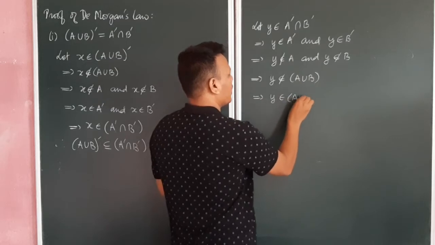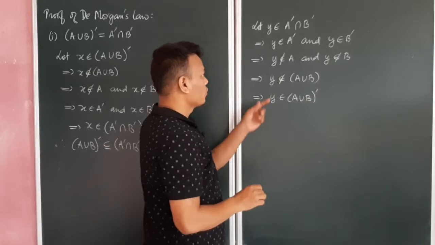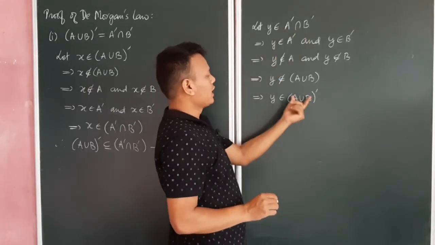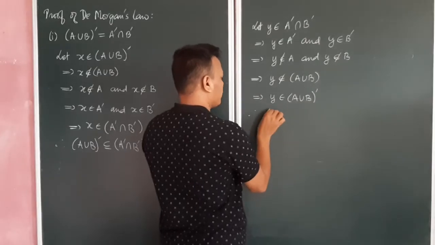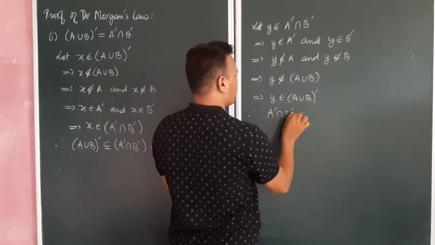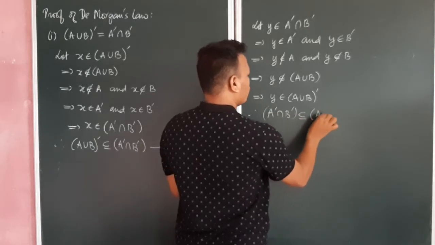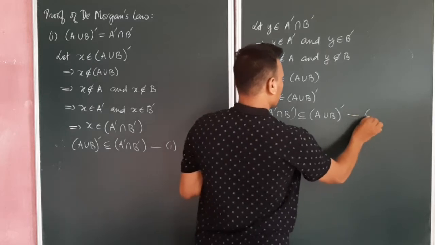That's why A union B complement should be written here. Okay, so see, I started with this, I landed up here. So this means that this is a subset of this. So we have A dash intersection B dash is a subset of A union B dash. Alright, so let me call this equation 2.